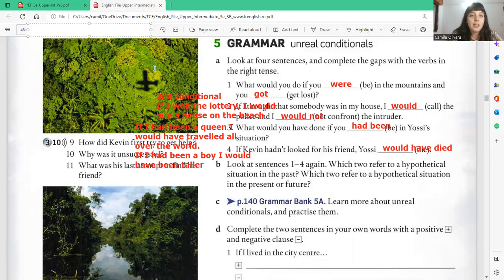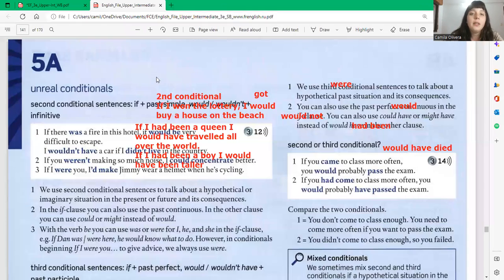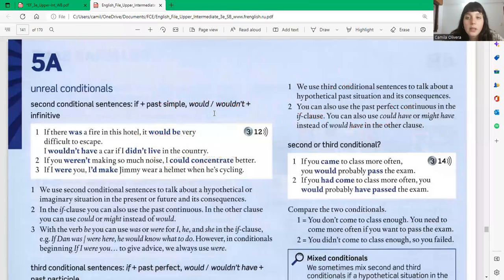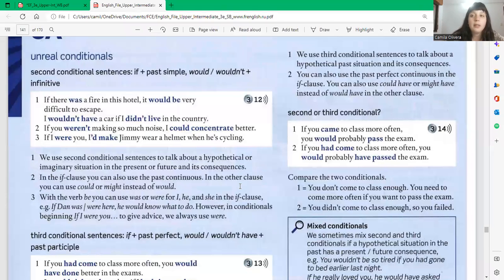Let's move to page 140, which has the grammar explanation. This one will clear everything. And here we have further information regarding these two conditionals. As I was saying, the second conditional sentences are made by an if clause with a past simple, and the other clause is made with would or wouldn't and the infinitive.